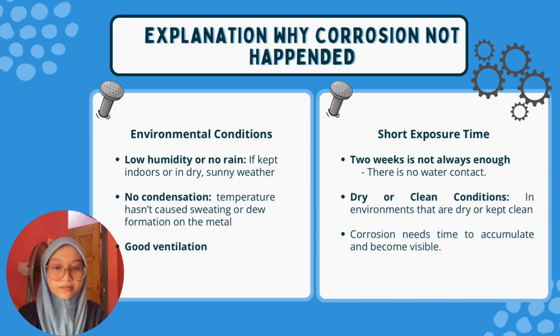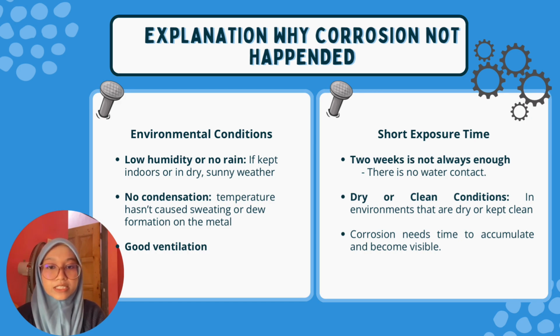Aluminium remains stable in dry conditions with good ventilation. Outdoor air movement evaporates water quickly, limiting corrosion. Second, short exposure time. 2 weeks is not always enough to trigger visual rusting. If there is no wetness of contact, or the environment is dry or clean, the formation of rust is significantly slower. Under this condition, it could take weeks for any signs of rust to appear on the steel.